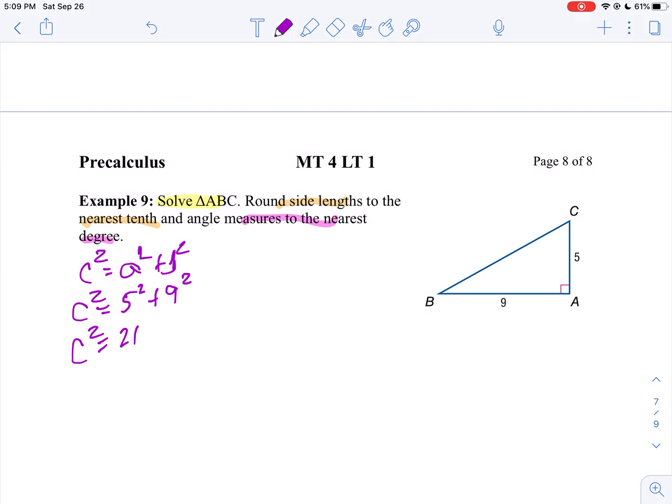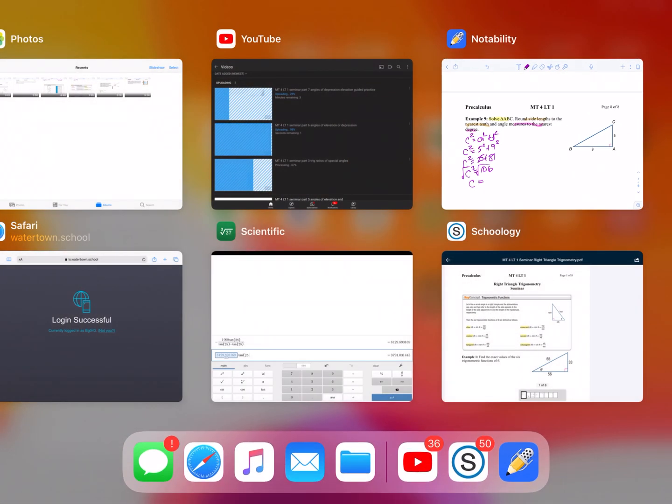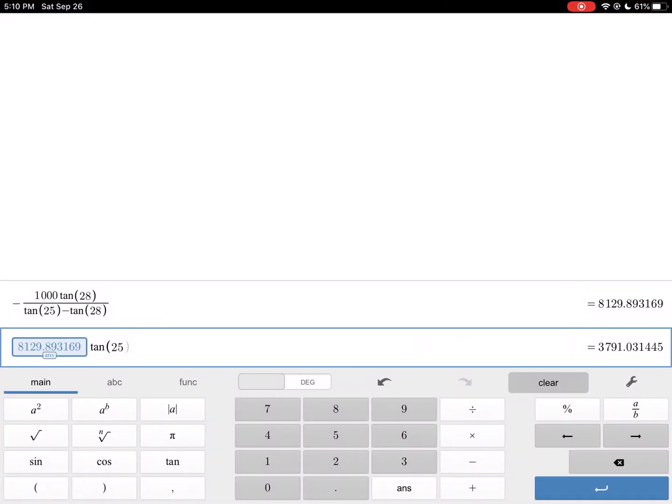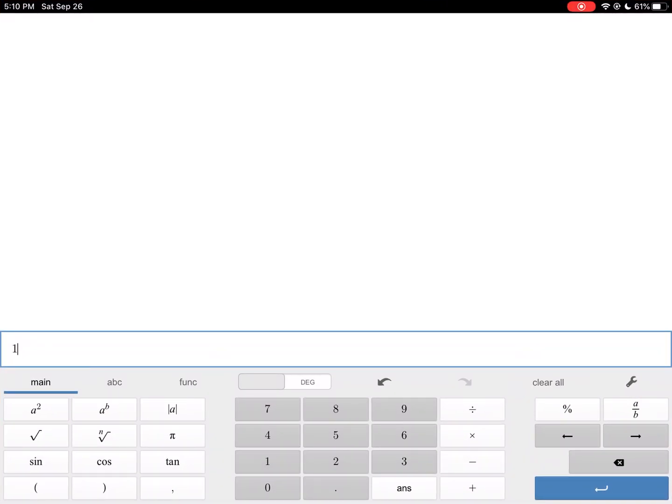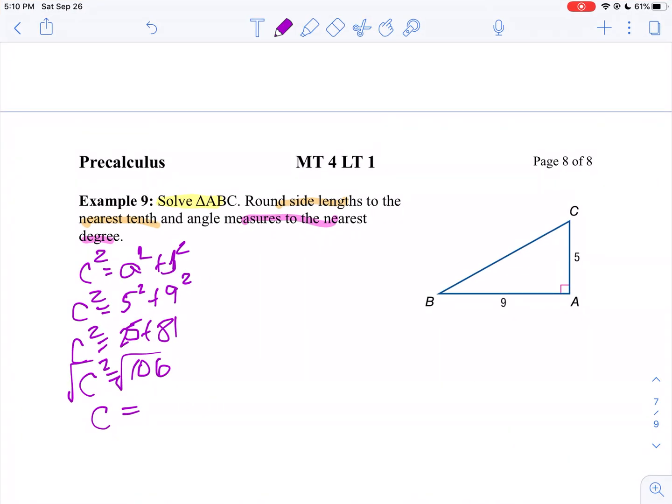So that's 25 plus 81. 25. I said 25. I wrote 21. Sorry about that. So C squared is 106. Take the square root of your answer. The hypotenuse, we're going to round to the nearest tenth. So we take out our calculator. We take the square root of 106. And you get 10.3. So we know this side, BC, is 10.3.